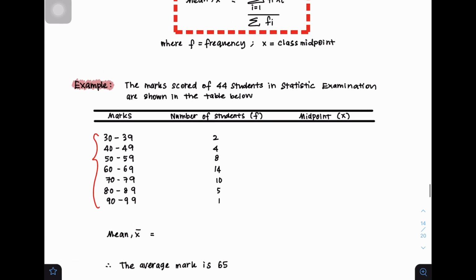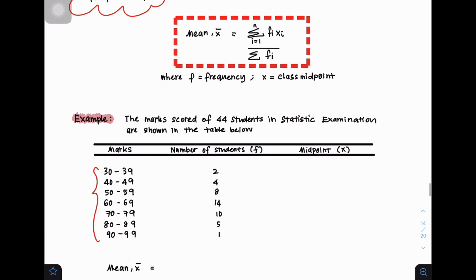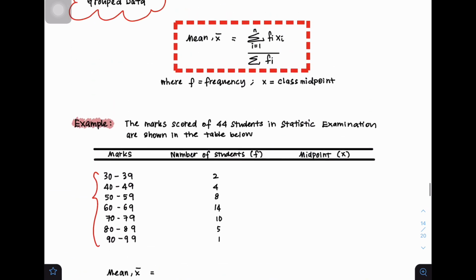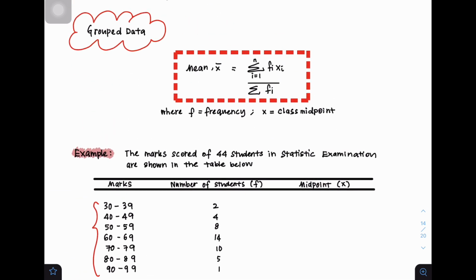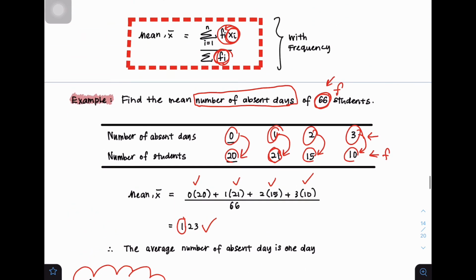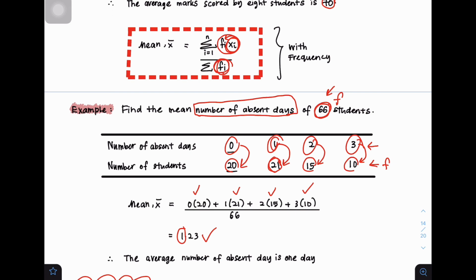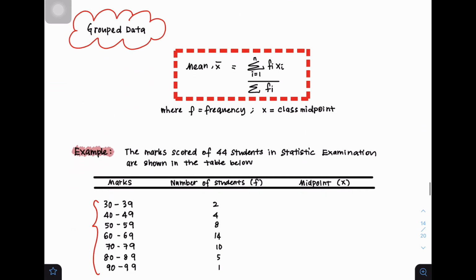Alright, so now we want to find the mean for group data. So this is the formula. Okay, mean for group data adalah Fixi divide by Fi. Dia lebih kurang macam formula mean ungroup data with frequency, but the difference is, kalau tadi Xi ini adalah data, tapi sekarang Xi ini adalah midpoint, class midpoint, titik tengah.